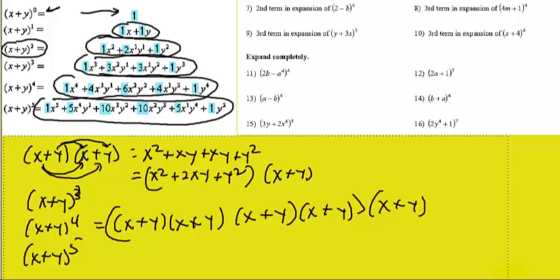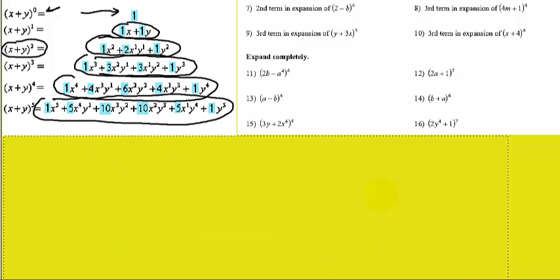Let me clear that. Alright, so let me show you that when you have x plus y to the sixth power, we can use the information that we have on the top, okay, and then come up with it rather than using distributive property multiplying everything. So let's look at the pattern first.